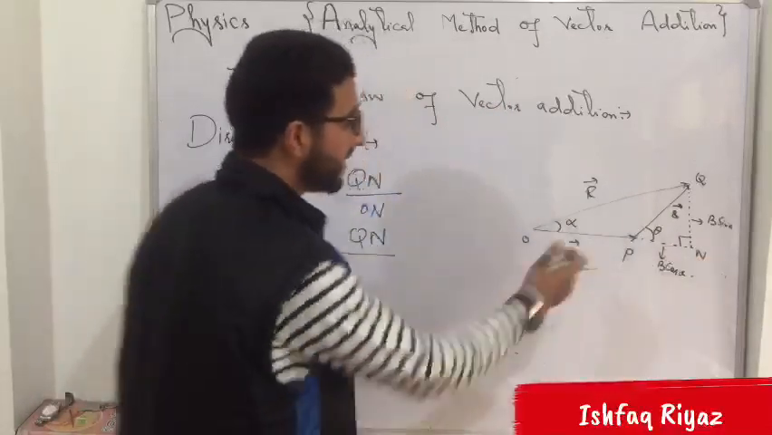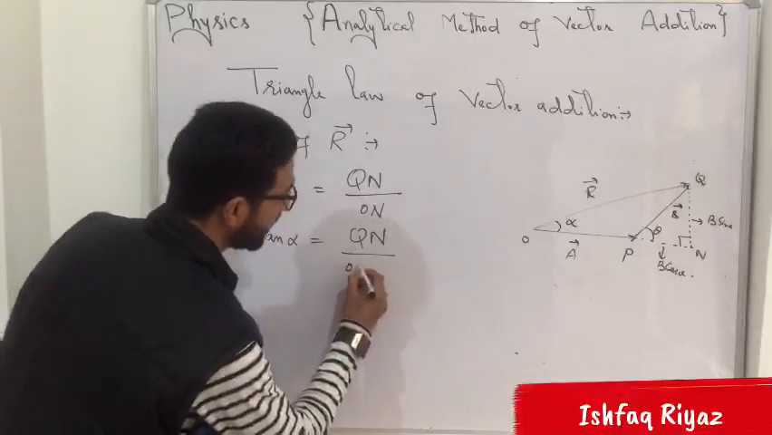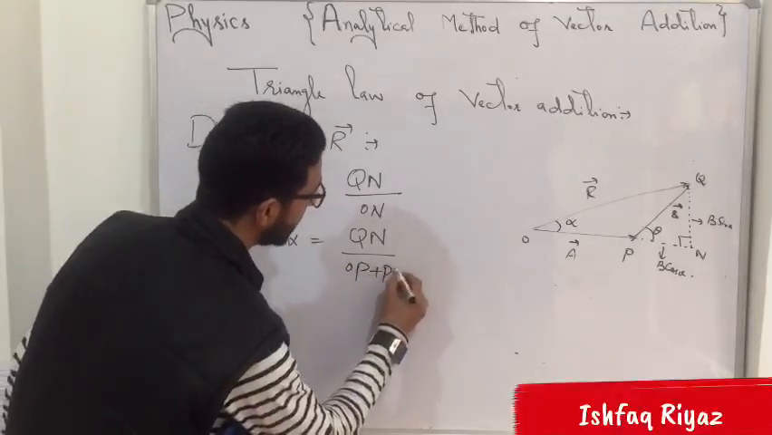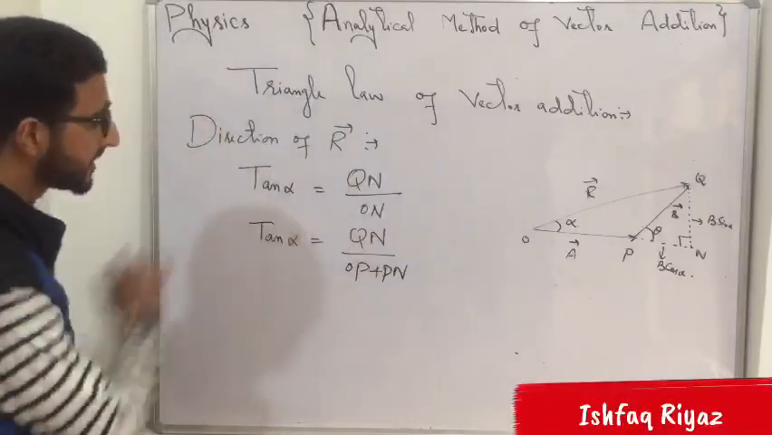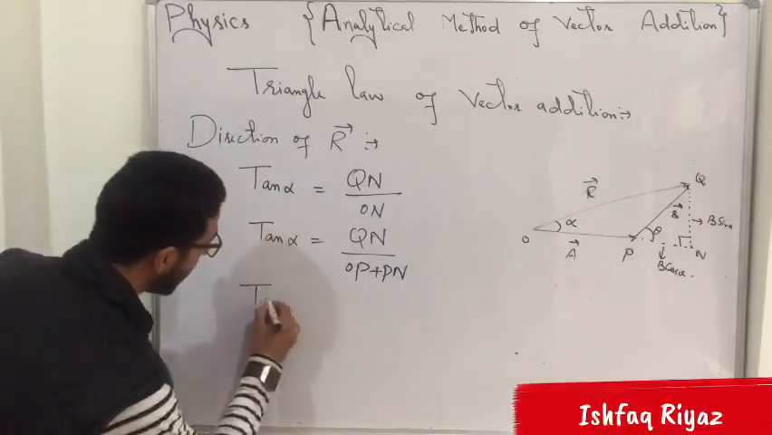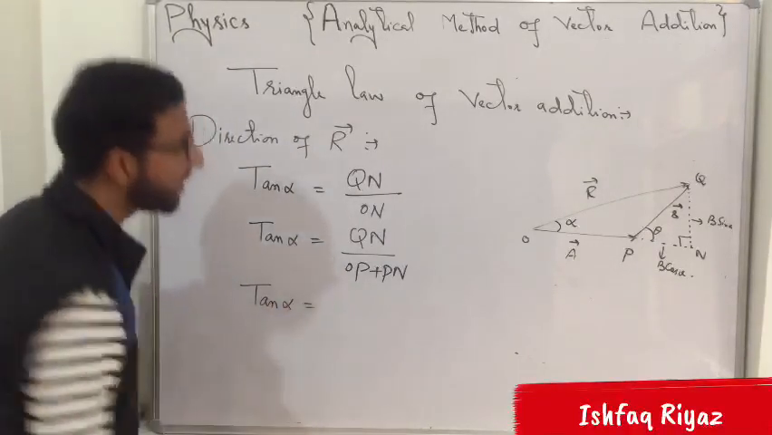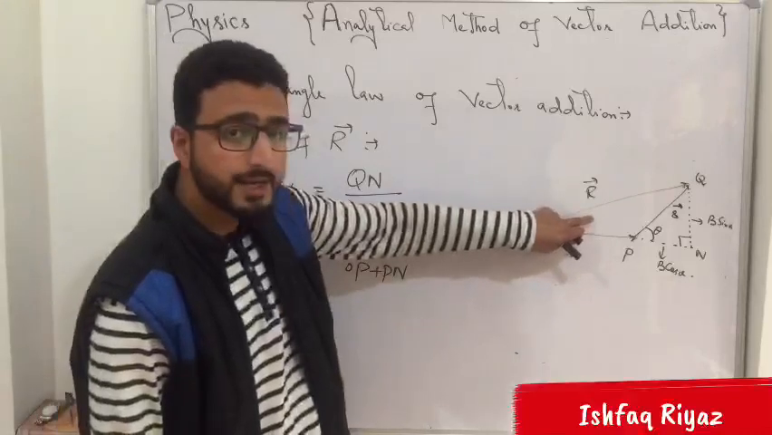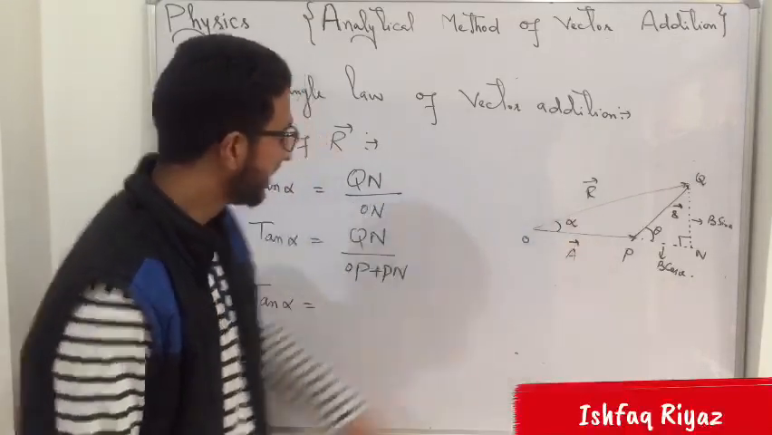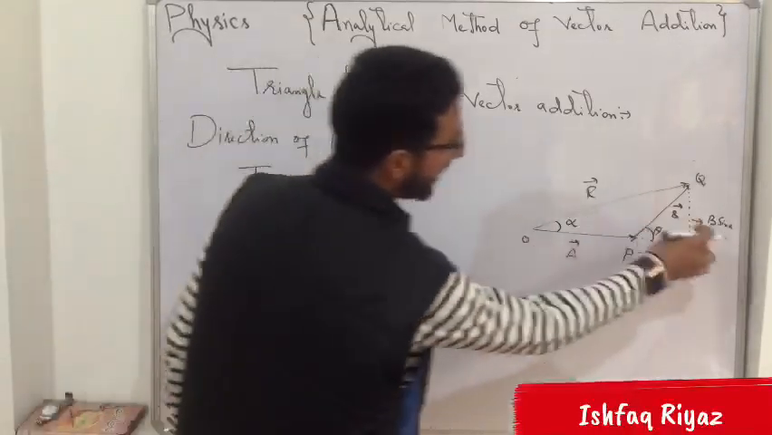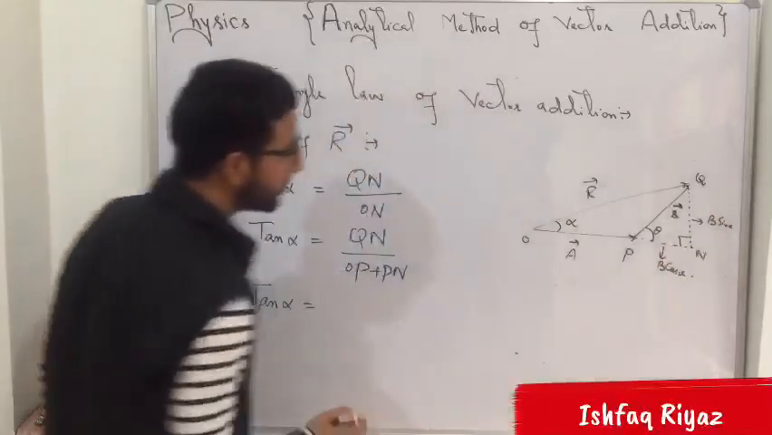लिख सकता हूँ ना? So this ON it is equal to OP plus PN. ठीक है ना? Now let me substitute the values. So tan of alpha, tangent of the angle which the resultant vector r makes with vector a, that is equal to QN. अब आप ही बताओ QN के बदले क्या लिखूंगा?